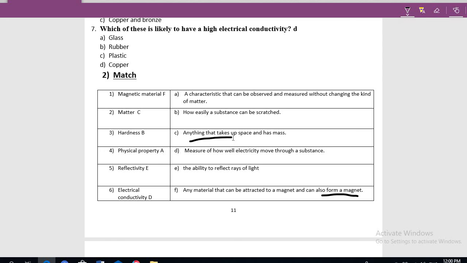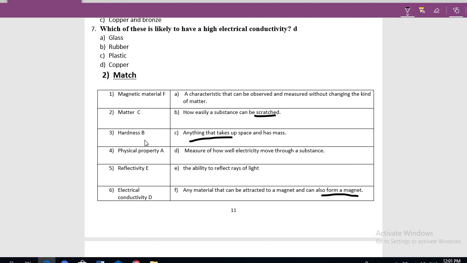Number C. Hardness. Some matter is very hard, like iron. So what is meant by hardness? I mean whether this matter can be scratched or not. How easily can the substance be scratched? For example, iron cannot be scratched easily, while chalk or wood can be scratched easily. So hardness is how easily a substance can be scratched.